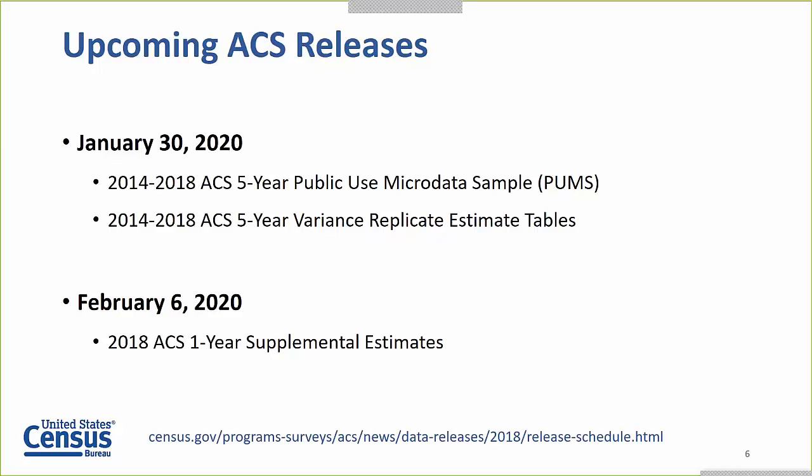The variance replicate estimate tables allow data users to calculate margins of error, which include the covariance term when combining ACS estimates within a table or between geographies. Finally, we'll wrap up the 2019 data release season with the 2018 ACS 1-year supplemental estimates released on February 6, 2020. The supplemental estimates are simplified versions of popular ACS tables for geographic areas with at least 20,000 people. Now let me turn it over to Gretchen.